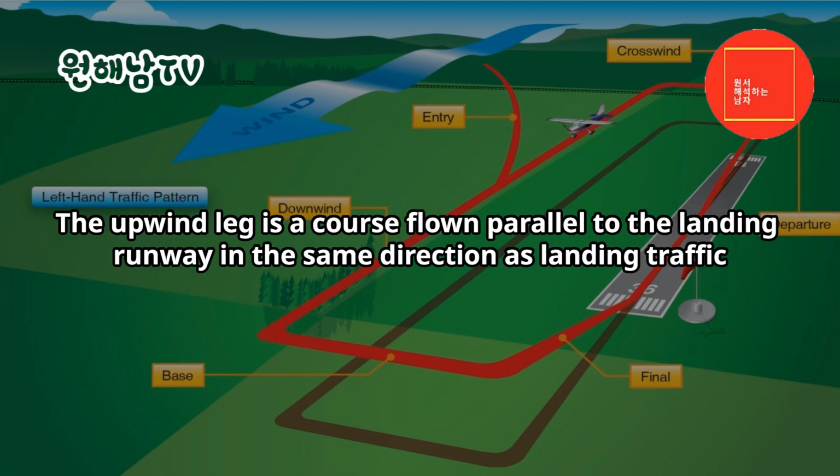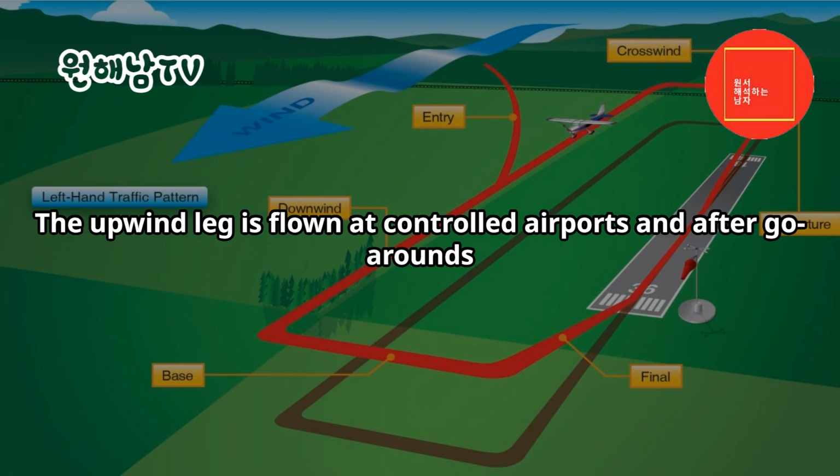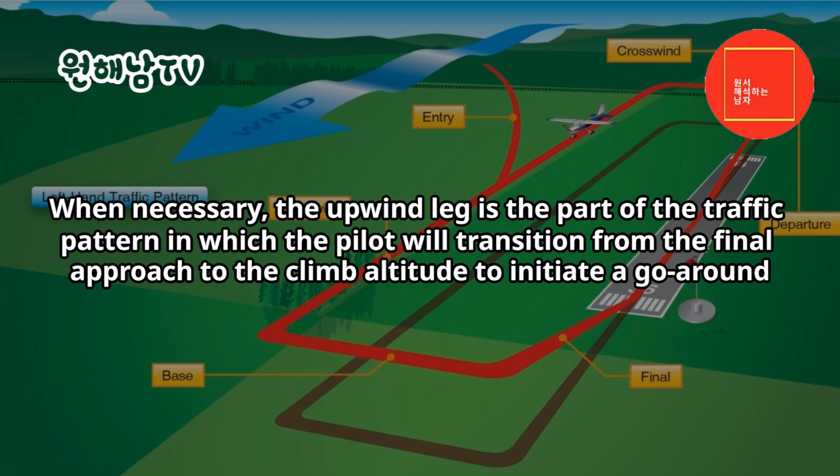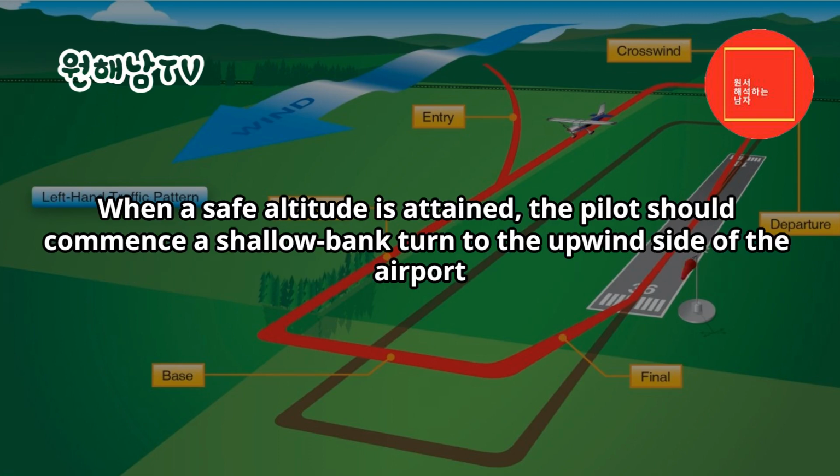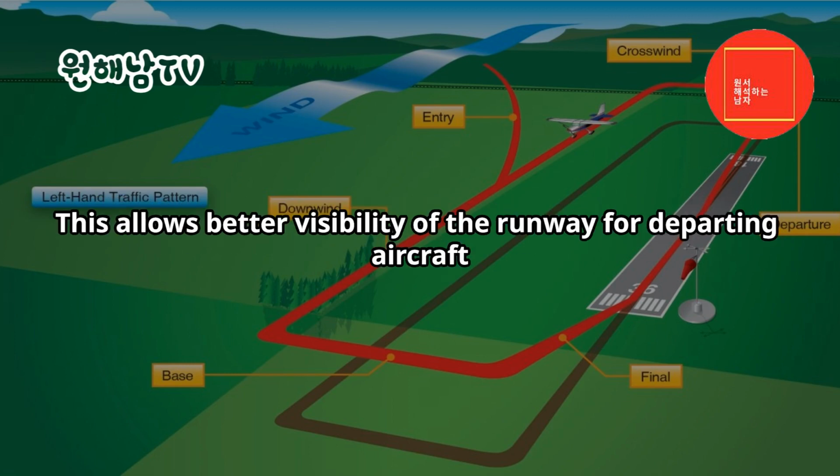The upwind leg is a course flown parallel to the landing runway in the same direction as landing traffic. The upwind leg is flown at controlled airports and after go-arounds. When necessary, the upwind leg is the part of the traffic pattern in which the pilot will transition from the final approach to the climb altitude to initiate a go-around. When a safe altitude is attained, the pilot should commence a shallow bank turn to the upwind side of the airport. This allows better visibility of the runway for departing aircraft.